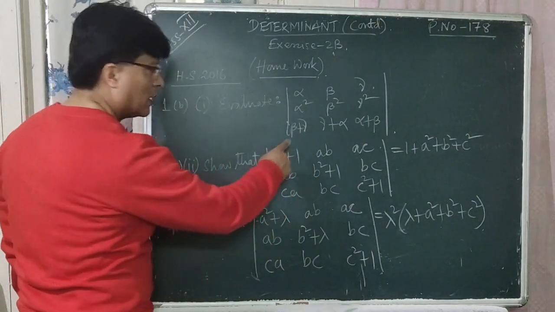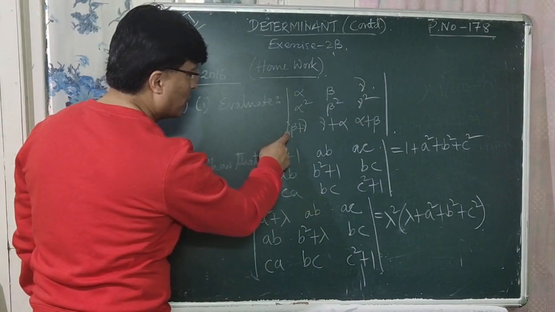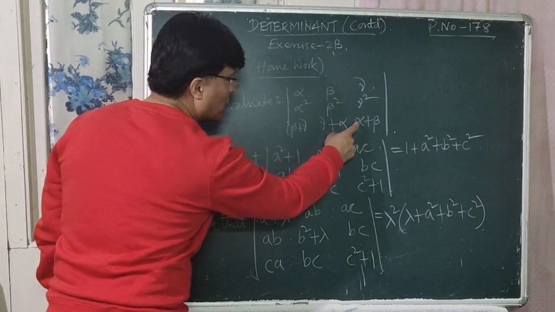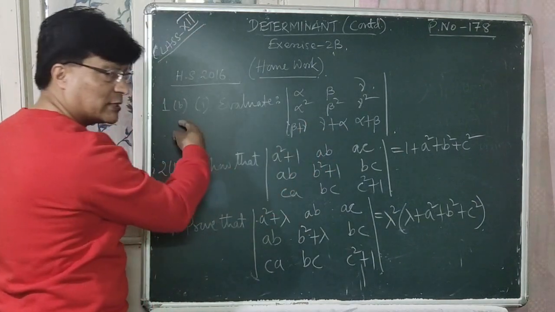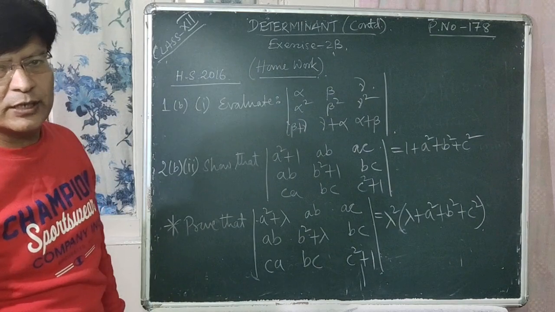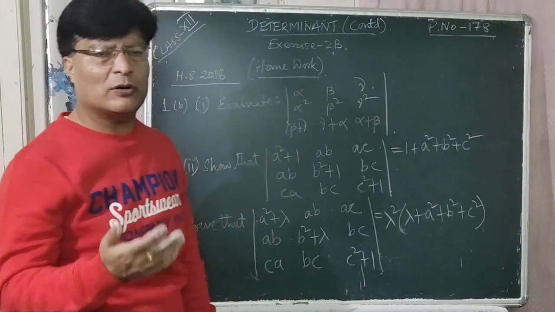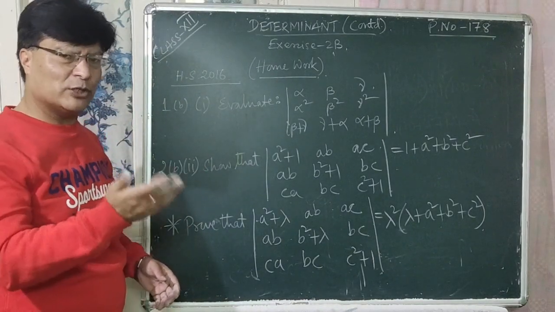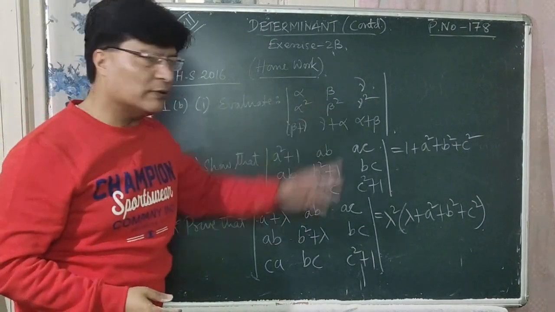First of all, R3 dash is equal to R3 plus R1. This will be alpha plus beta plus gamma, this plus this, alpha plus beta plus gamma, this plus this, alpha plus beta plus gamma, this plus this, right? So that alpha plus beta plus gamma is taken outside. This will be 1, 1, 1. You make any two of these three ones 0 by using the property C1 dash is equal to C1 minus C2 or C2 dash is equal to C2 minus C3, like that. Okay? You can use C2 minus C1 or C3 minus C2, like that. So you have to find out the value of this determinant.